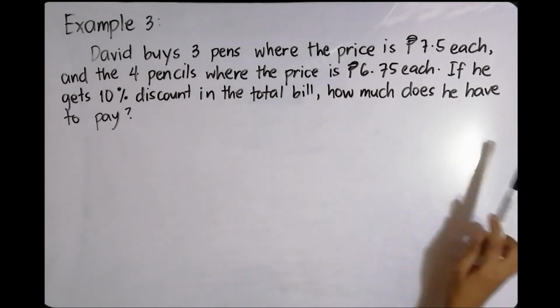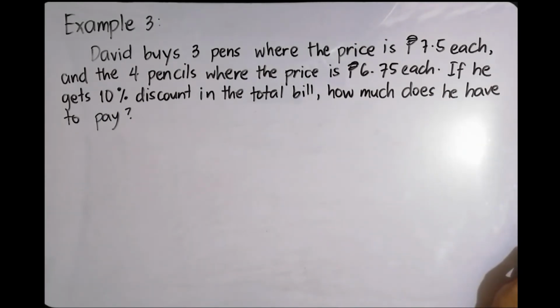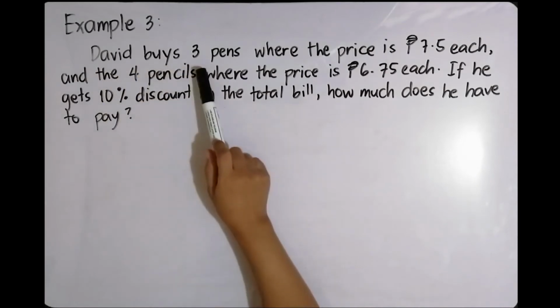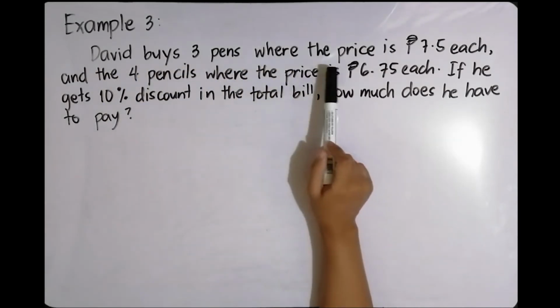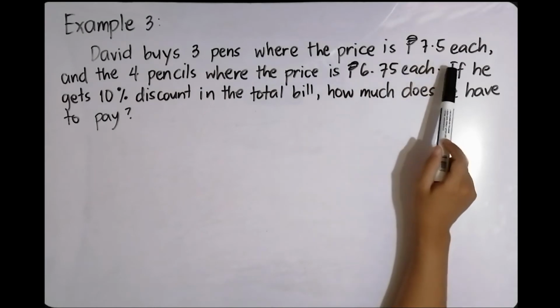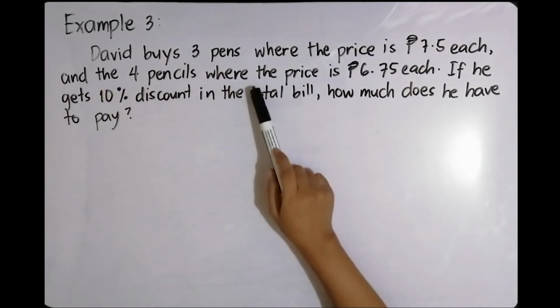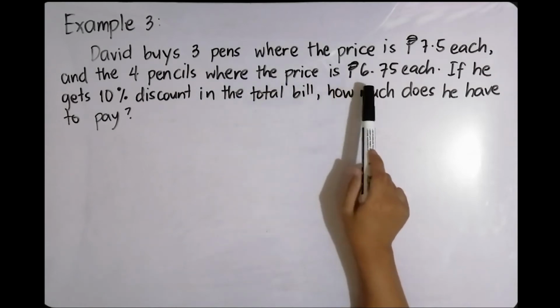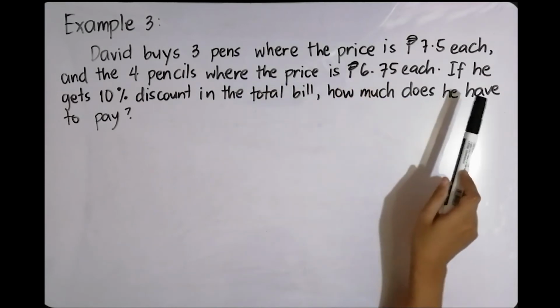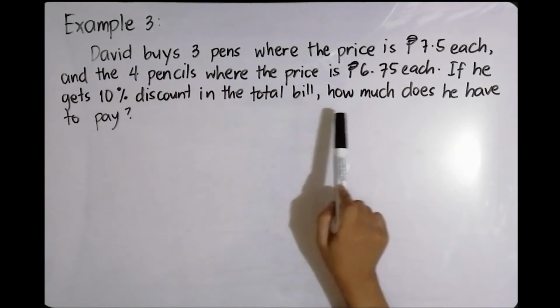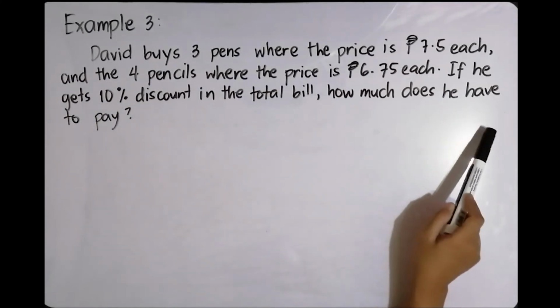Now let us have the third and last problem. David buys 3 pens where the price is 7.5 pesos each, and 4 pencils where the price is 6.75 pesos each. If he gets a 10% discount on the total bill, how much does he have to pay?